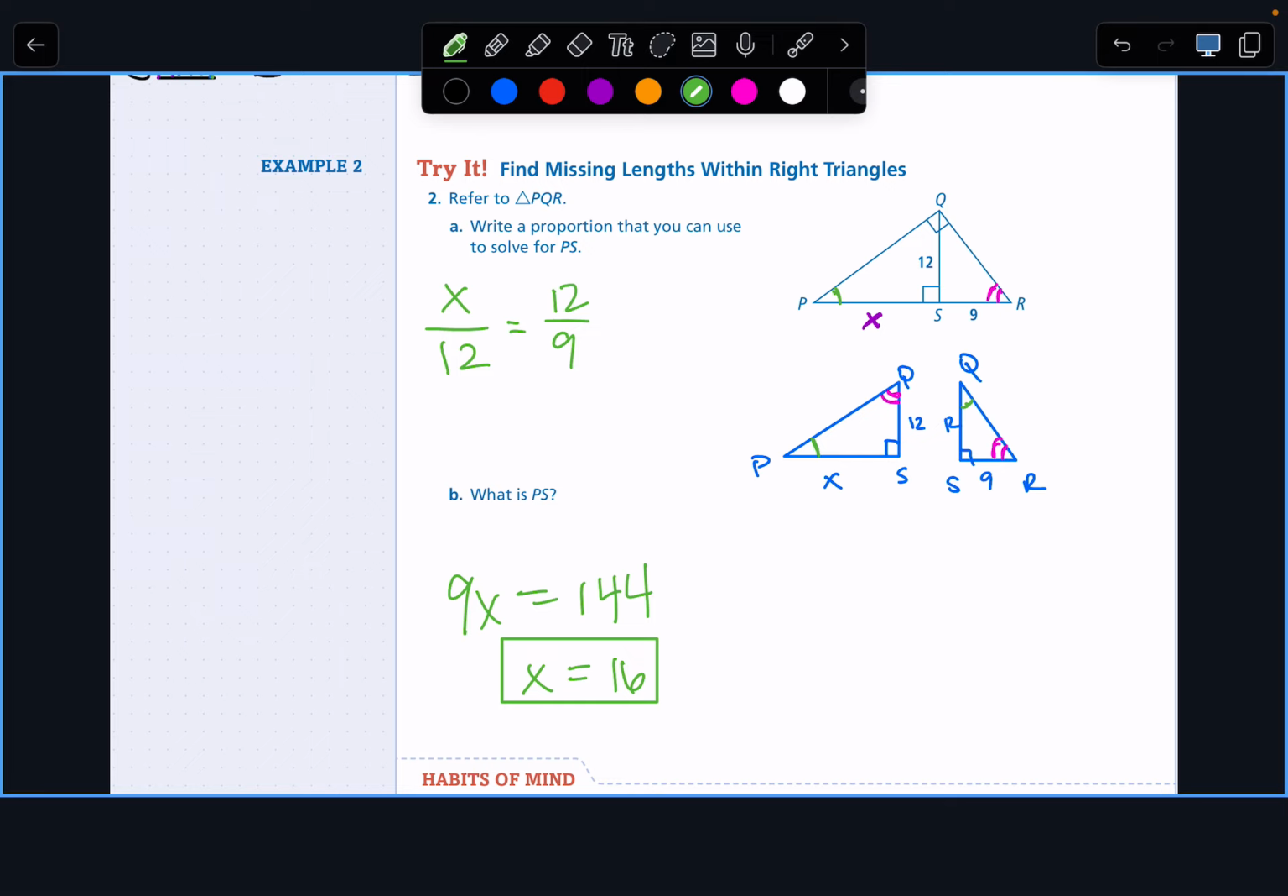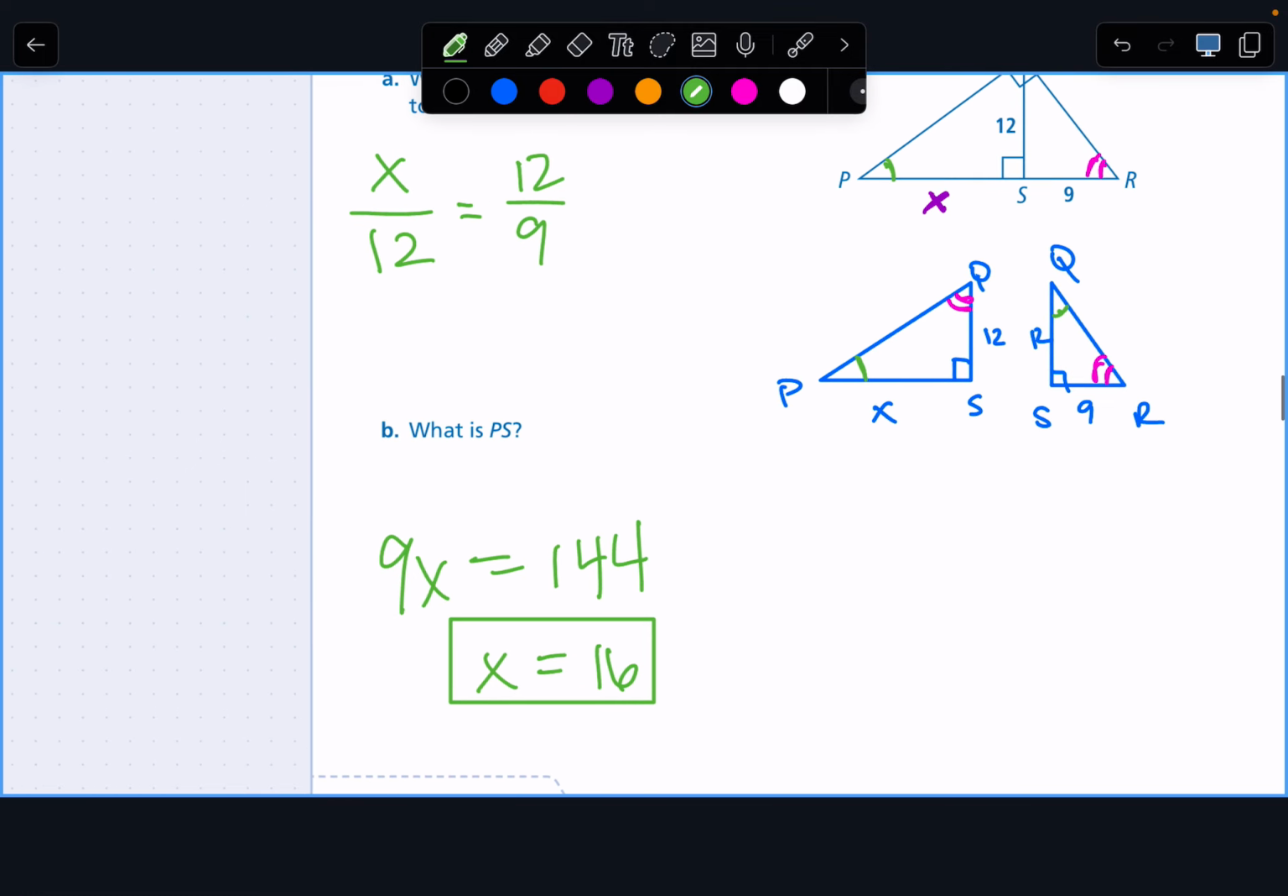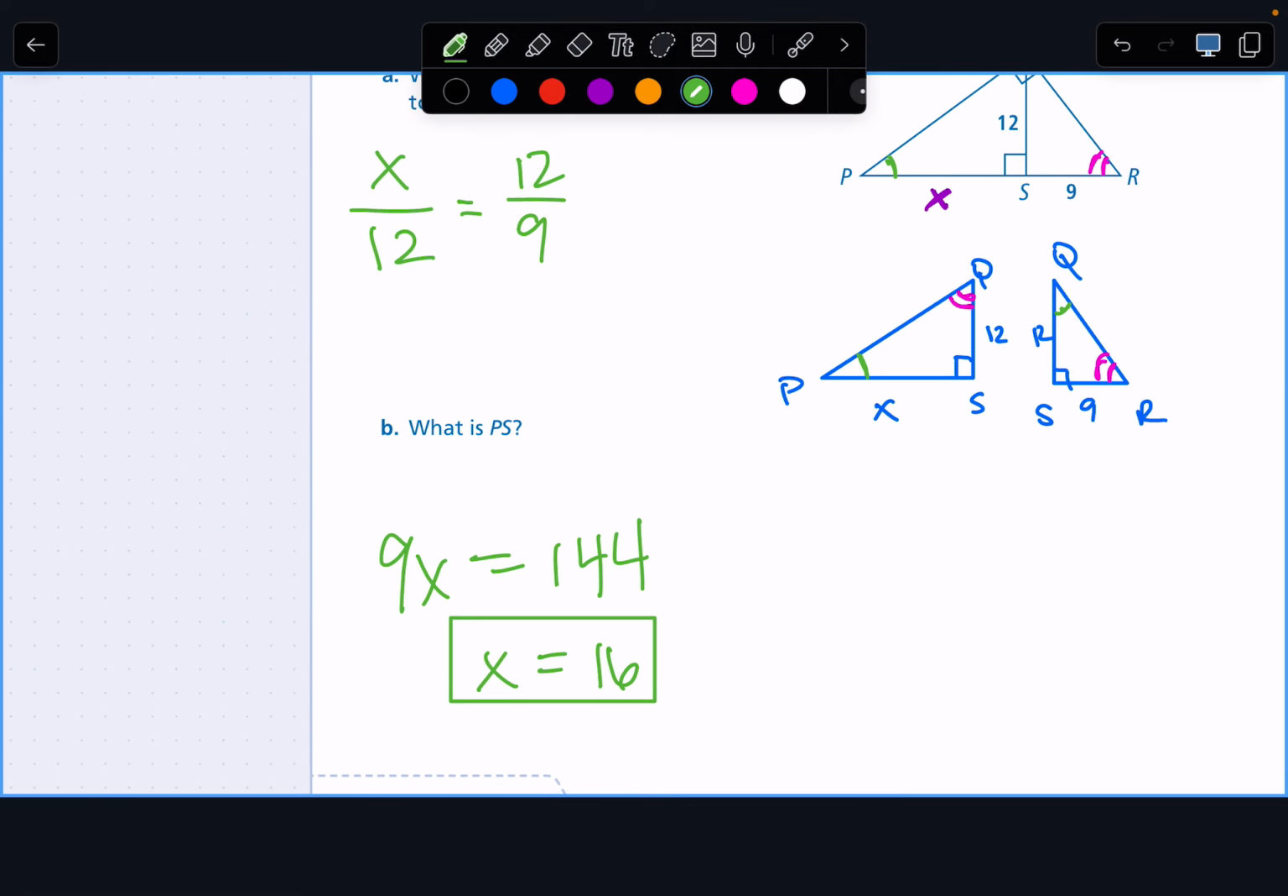Okay, now, do you find it interesting that that 12 was used 2 times in our proportion? I found that cool. Yeah, I did. Okay, I can't really see. You can't see? Okay, is that better? Or if you need to move your chair like Logan keeps doing, you can do that too.